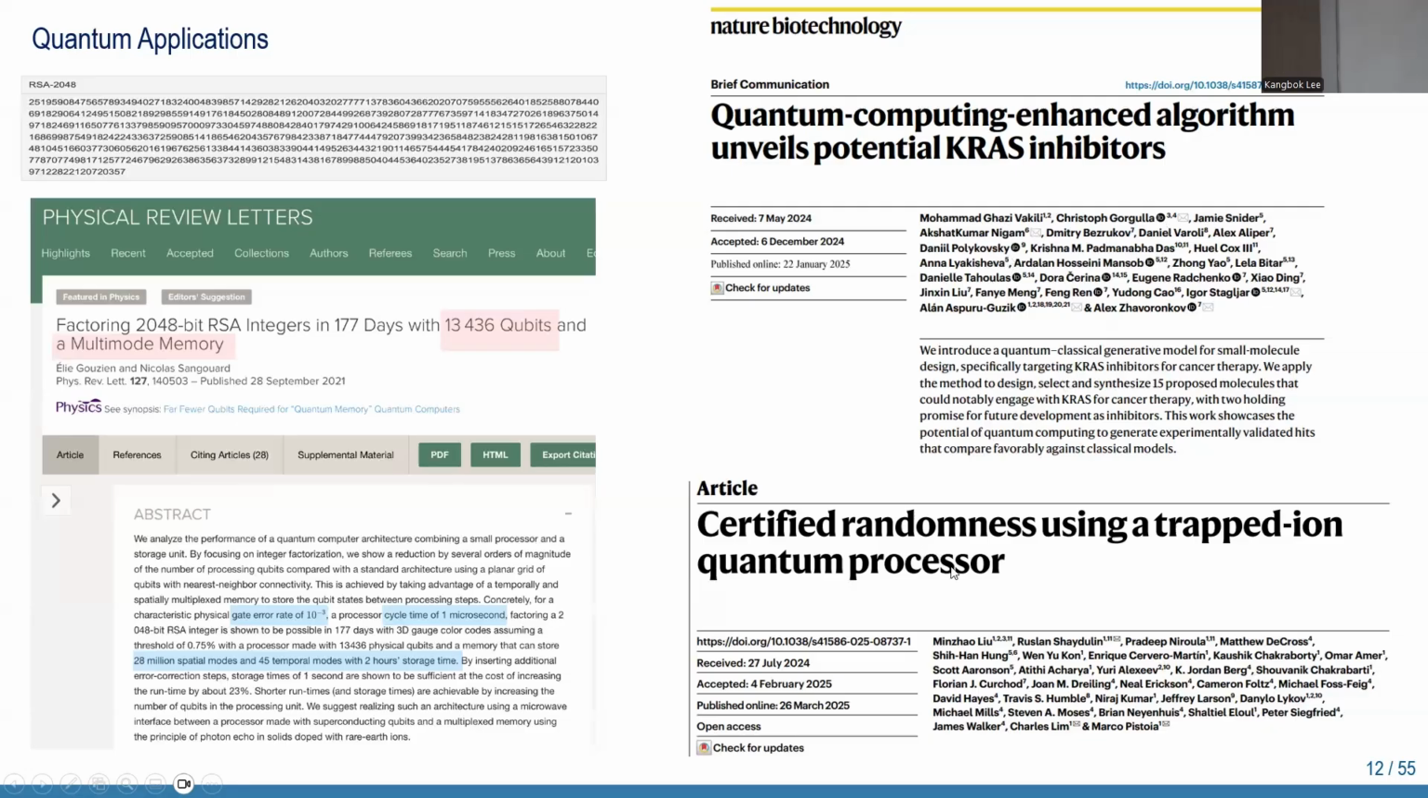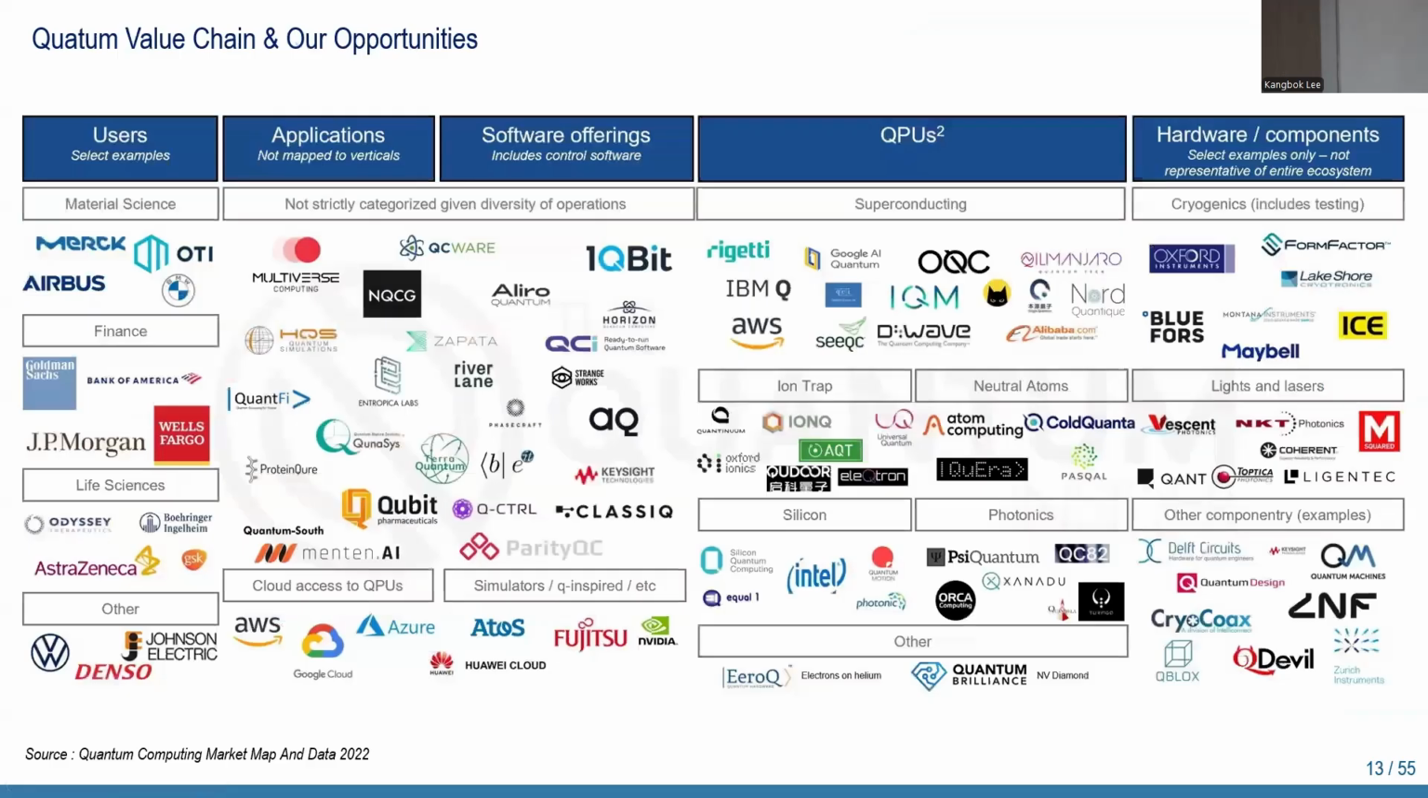Also JP Morgan, this guy is a very important man at JP Morgan. Also Charles Lim, NUS, is a famous guy. Look at this, Scott Aaronson, University of Texas at Austin, is also very famous. So they proved real randomness in this paper. Yeah, you can ask later about this. So this is the value chain, the whole ecosystem of quantum technology.